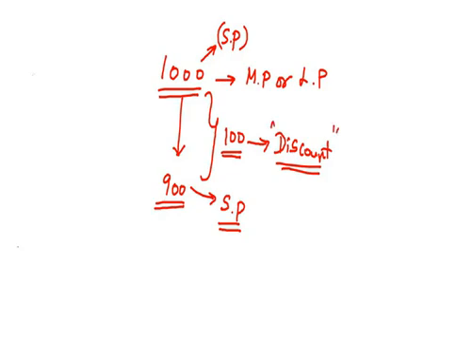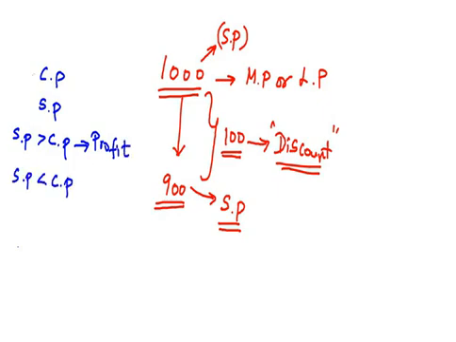Now let's quickly summarize the terms which we have seen so far. When a shopkeeper is buying an item for a particular price, that price will be called cost price, and the price for which he has planned to sell it will be called selling price. And whenever the selling price is greater than the cost price, the difference between them will be called profit. And whenever the selling price is lesser than the cost price, the difference will be called loss, right?